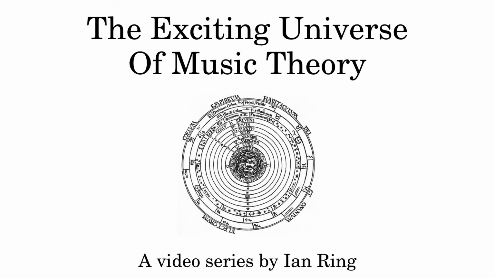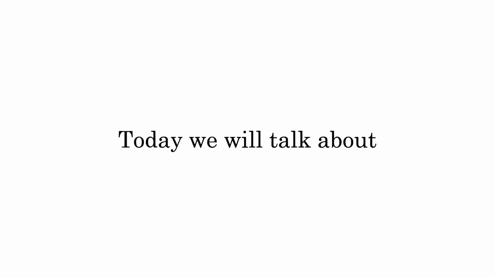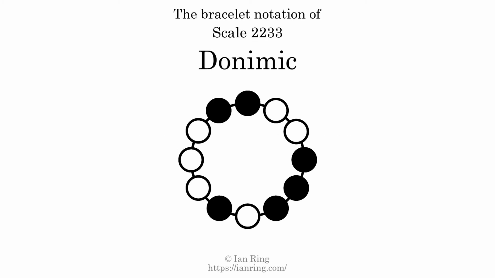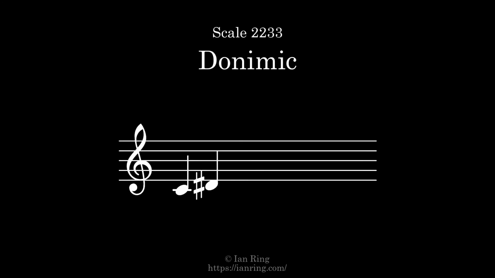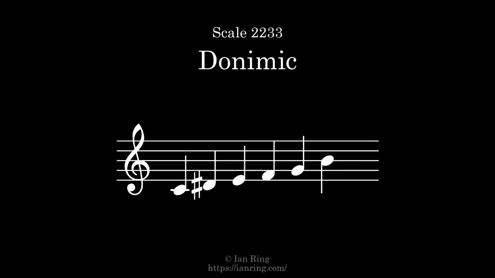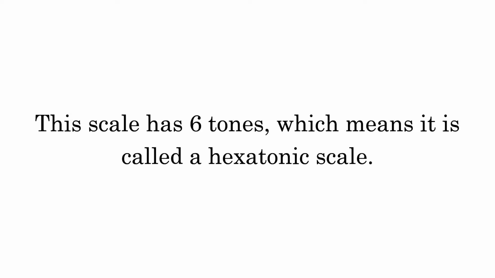Welcome to the exciting universe of music theory. Are you ready to learn? Then let's begin. Today we will talk about scale 2233, Donimic, which sounds like this. This scale has 6 tones, which means it is called a hexatonic scale.